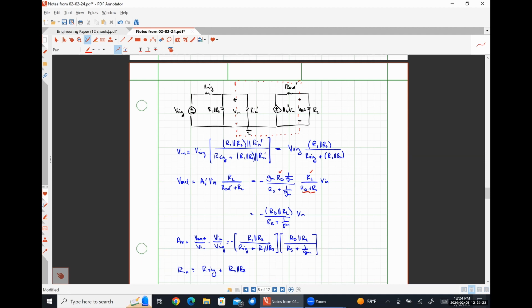To determine my output resistance, I would short this, which is going to look like nothing here, which means Vin is nothing, which means Av times Vin is nothing. So I have R out prime and RL prime in parallel. Since R out prime is RD, I saw RD in parallel with RL prime. Whole thing done in minutes.